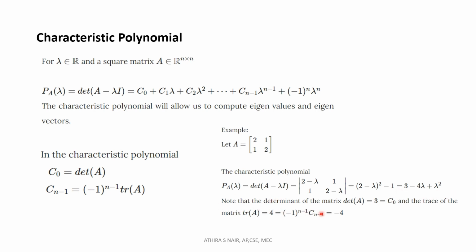Note that the determinant of the matrix, determinant of A, is equal to 3, which is equal to c0, and the trace of the matrix, trace of A, is equal to 4, which gives (minus 1) raised to n minus 1 times trace of A, that is c_(n-1), equal to minus 4.